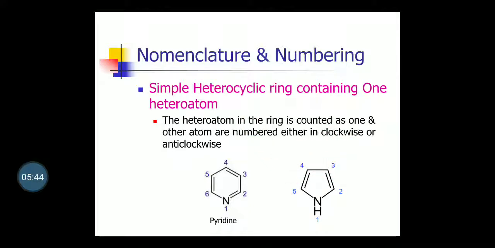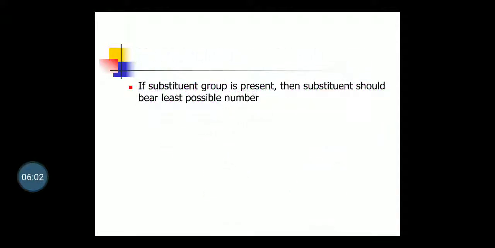So this is the first rule. We have to count the heteroatom as 1 and then go clockwise or anti-clockwise. If it is a 6-membered ring, the numbering will extend to 6. If it is a 5-membered ring, the numbering will extend till 5. That depends on how many members the ring has. This is the pyrrole.